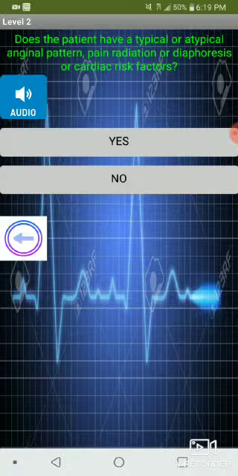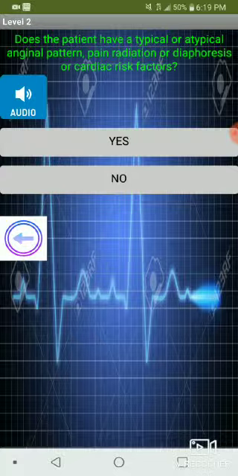So the first process will tell you, we could listen to the audio and we will see: does the patient have a typical or atypical anginal pattern, pain, radiation, or diaphoresis, or cardiac risk factors? Based on the project that we have, this is the first wording for anybody that presents with some type of heart pain. They go through the process. So you could read it as a patient or as a clinician who will do that.